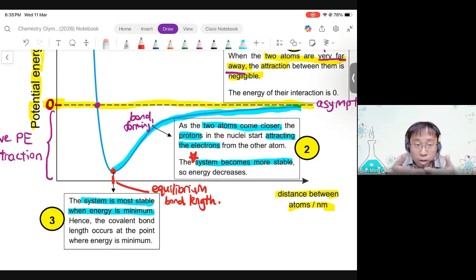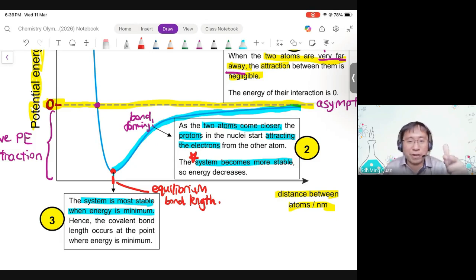Obviously, they share electrons. After sharing, they want to be stable, right? So the most stable point is where it goes. It will go to the most stable point and stay there. That's the equilibrium. Okay? So equilibrium means good, right?